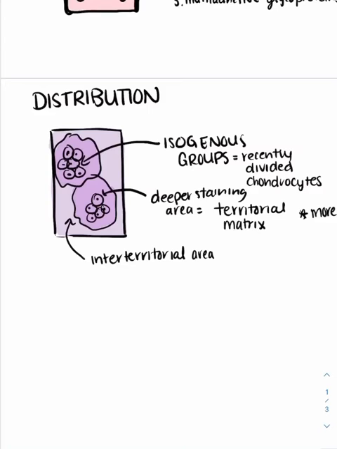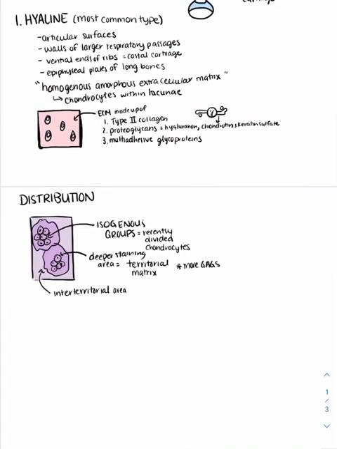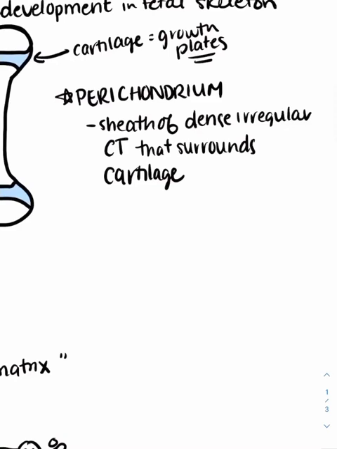The lighter area where we don't have a lot of chondrocytes is going to be called the interterritorial area. It's just light staining, and it's just known as the space between these groups. Think about the perichondrium.